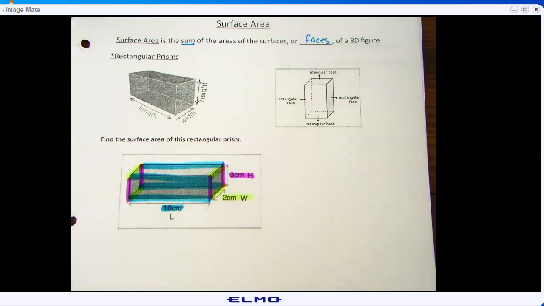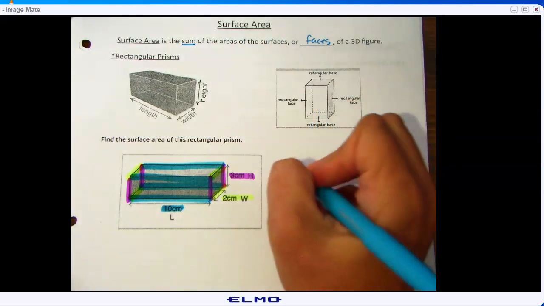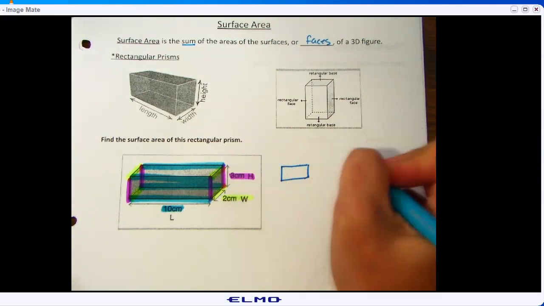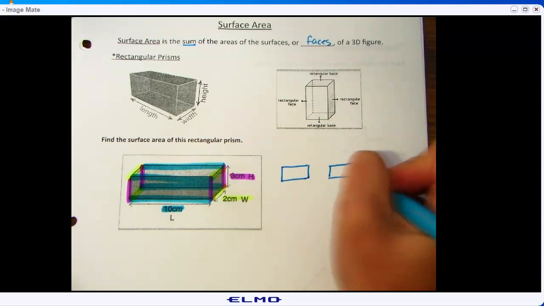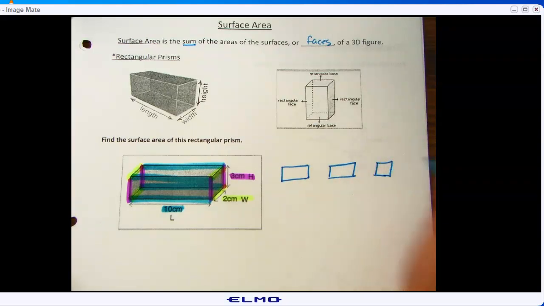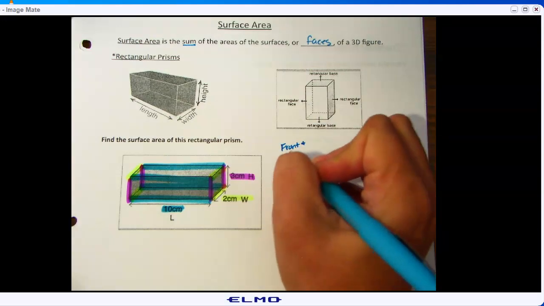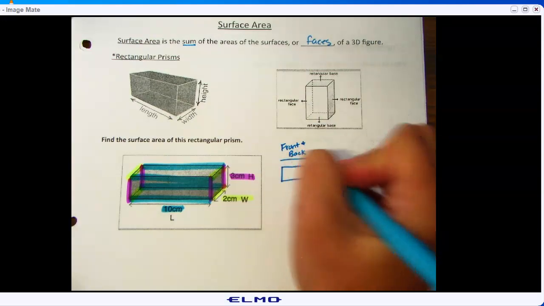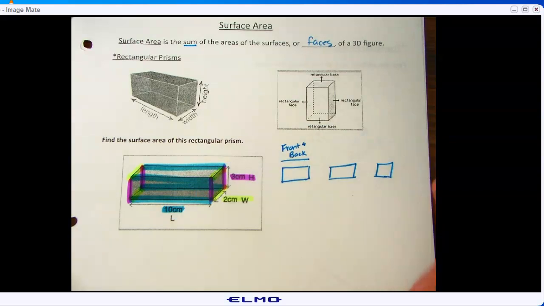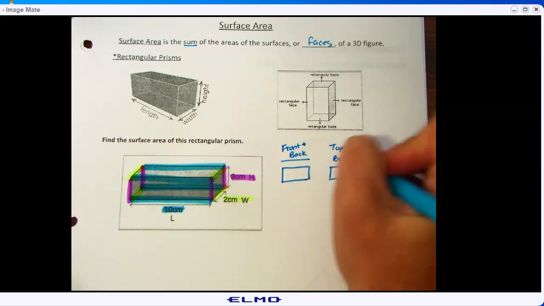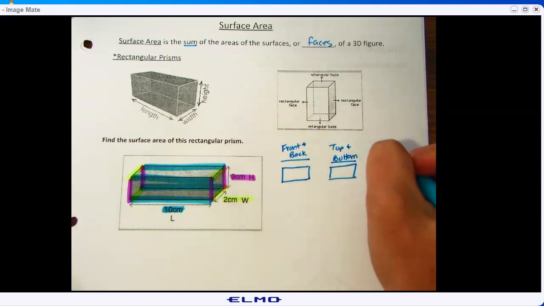So the first thing you will do is draw 3 rectangles over to the side. And we don't have to make it perfect. So this will be our front and back, the front of the shape and the back of the shape. This will be the top and bottom. This will be the left and right.